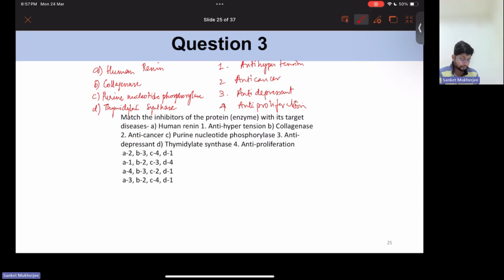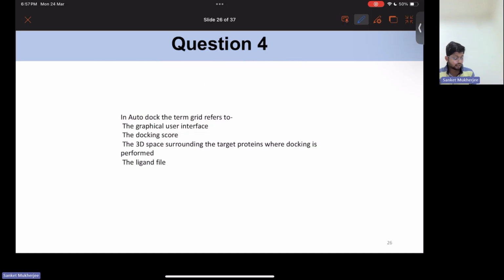So renin is anti-hypertension, right? Collagenase is anti-cancer. Purine nucleotide phosphorylase is antidepressant. And thymidylate synthase is anti-proliferation. So A1, B2, C3, D4 would be the answer.